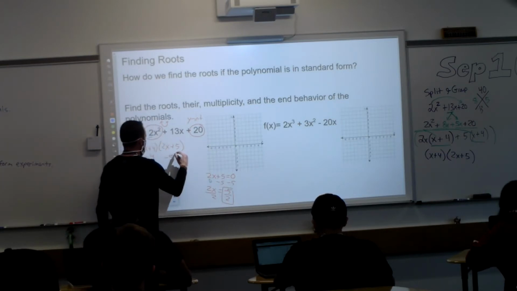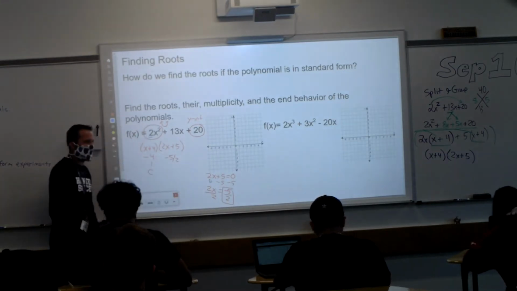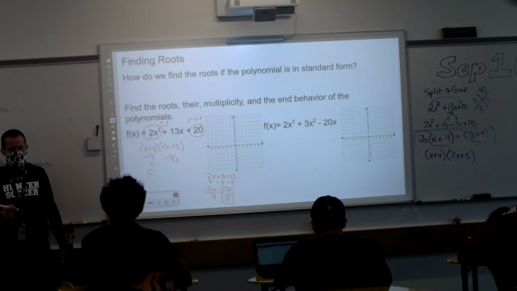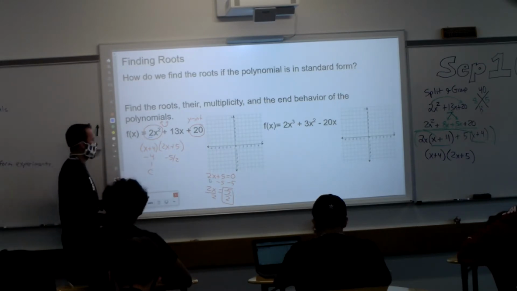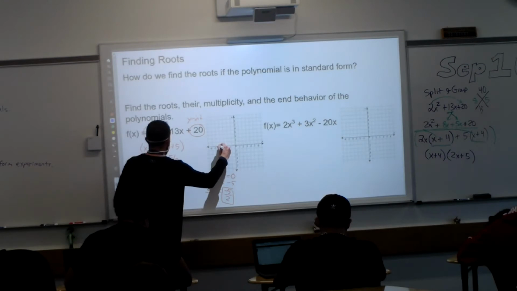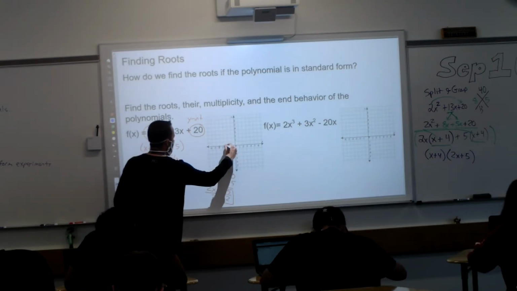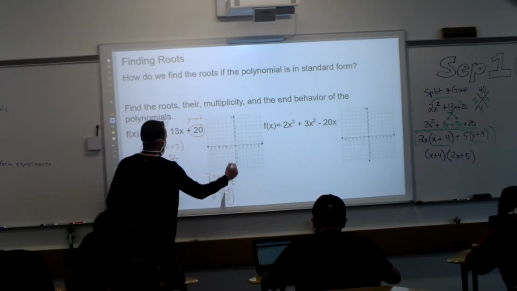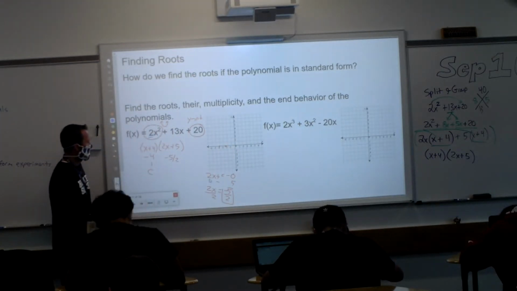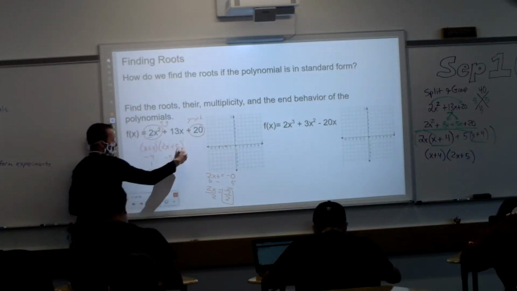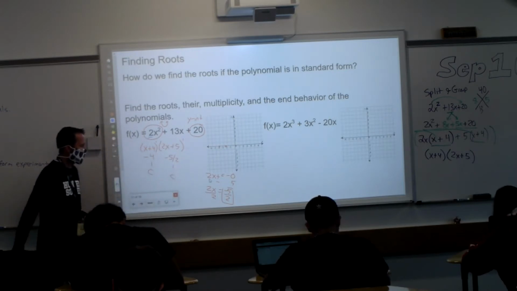The x-intercept here is a fraction. It's negative 5/2, which is negative 2.5. So the negative 4 is right here, and the negative 2.5 is right about there. They're both only used once, so it's going to cross.